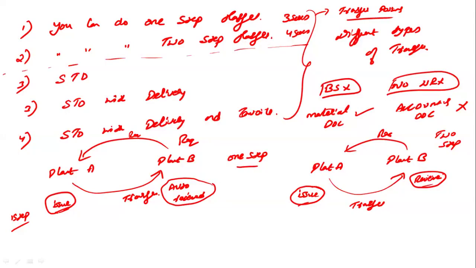Okay. So third thing. Now comes the STO. In STO, we have three types. One is STO. One is STO with delivery. One is STO with delivery and invoice. STO is nothing but stock transfer order.